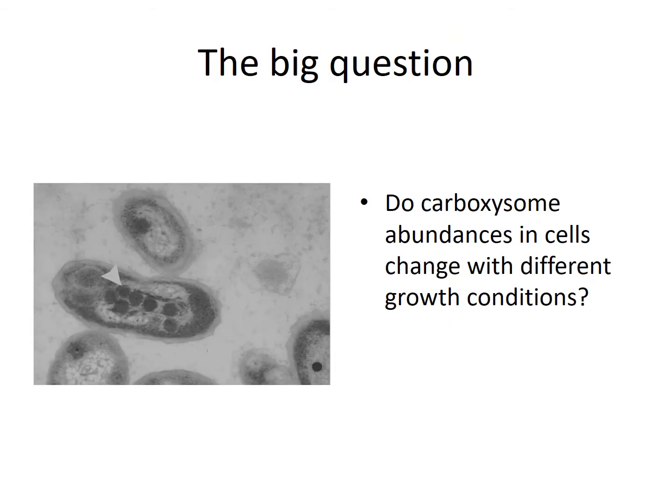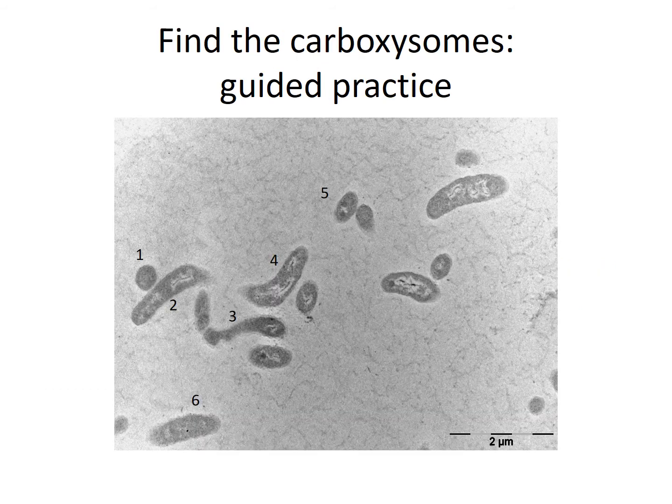So the big question we were addressing with our project was, does carboxysome abundance in cells change with different growth conditions? So we had a series of electron micrographs of cells grown under a variety of conditions, and the question was to quantify the number of carboxysomes, which are visible in this electron micrograph as round inclusions, whether the number of carboxysomes changed in cells under different growth conditions.